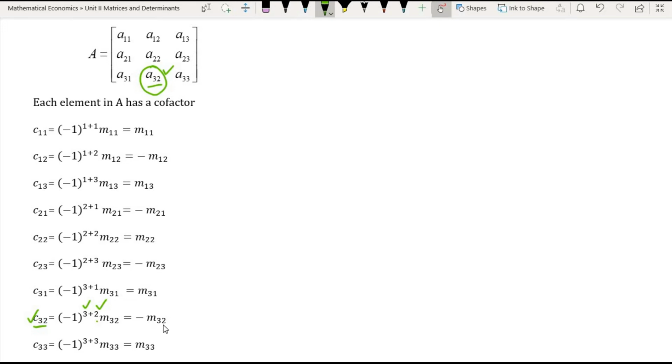of its minor M32. Finally, the cofactor of the element A33 denoted by C33 is equal to -1 to the power 3 plus 3 times the minor of its element A33. The element A33 is present in the third row and third column. Since its sum is equal to an even number, therefore the cofactor of the element A33 is equal to its minor M33.